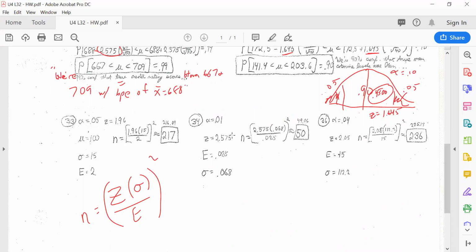For number 34, 99% confidence, so 2.575. Plugged it all in, squared it, and I got 49.06 on my calculator. Round that up to 50. And last but not least, the alpha level is 0.04, so the z-score is 2.05. Plug it all in, square it, and I got an answer of 235.13 on my calculator. Round that up to a sample size of 236.